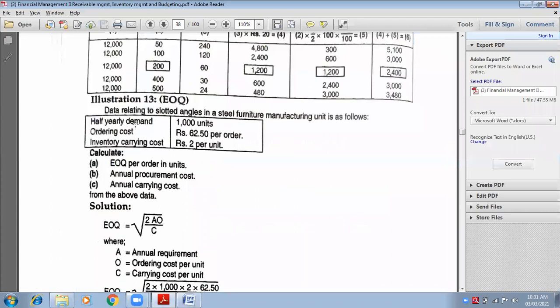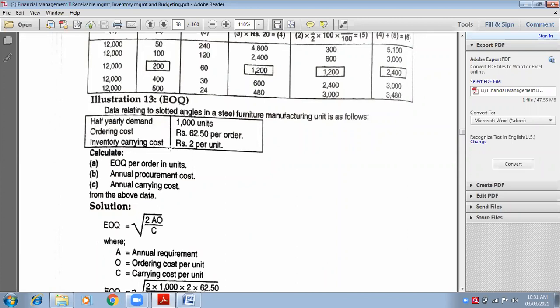See, sum number 13. Data relating to slotted angles in a furniture manufacturing unit is as follows. Now, what is given? The first point is not annual demand. It is half yearly demand. Half yearly means 6 months, annual means 12 months. Are you getting my point? So half yearly demand is 1000 units.